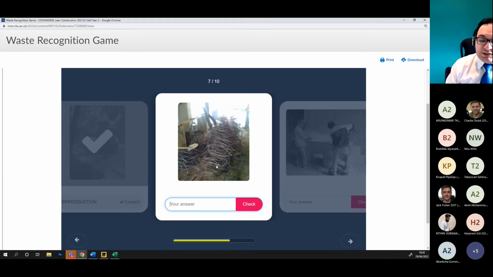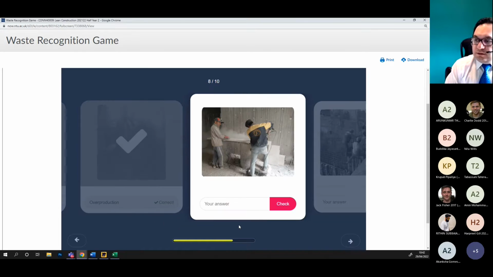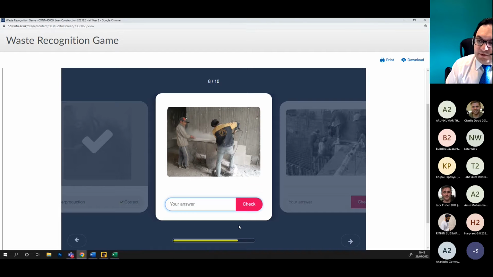But you can see inventory waste here as well because the site is too busy, it's messy, so lots of health and safety issues can be observed. So again, inventory is correct. Let's just copy and paste overproduction, correct. Next picture. What type of waste is this one?